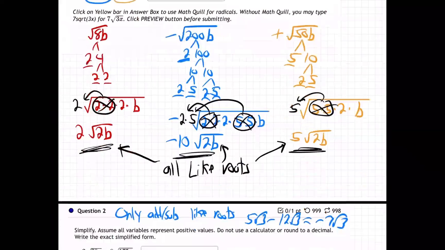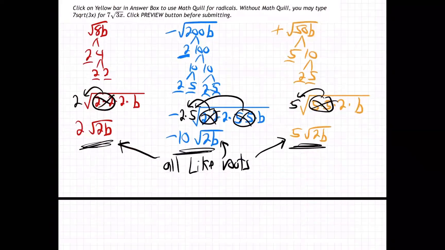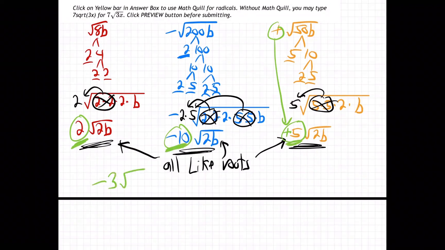Same thing here. I'm just going to combine these numbers in the front. So I'm going to say 2 minus 10 plus, this is a plus. I forgot the plus sign right here. So 2 minus 10 is minus 8, plus 5 is minus 3, and then the root 2b is just there. You just bring it down.